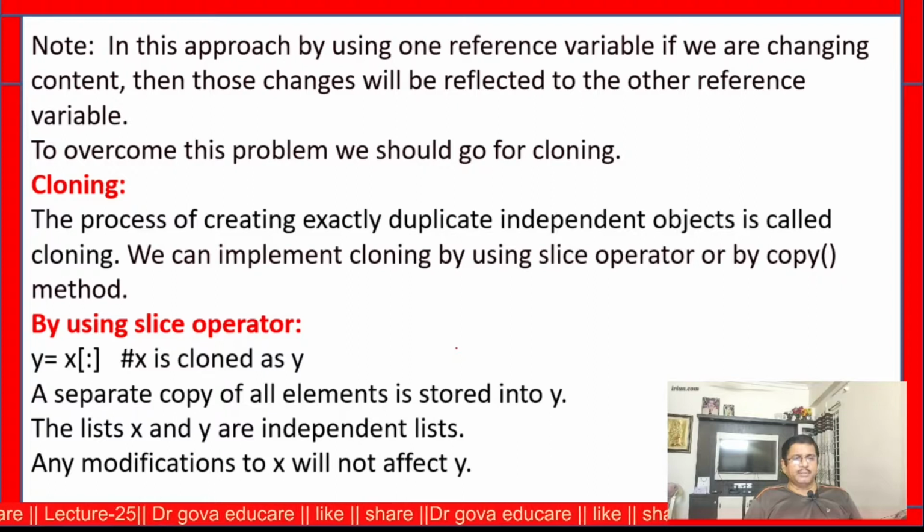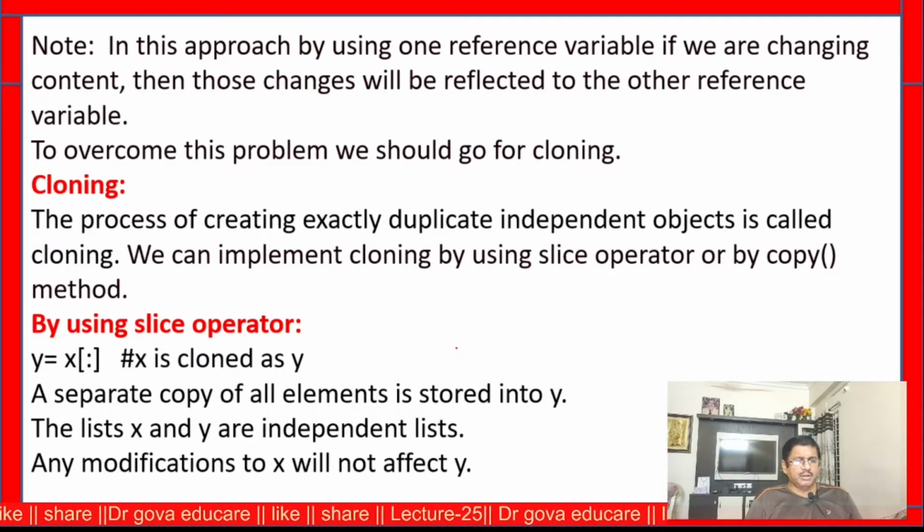To overcome this problem, we should go for cloning. There are two ways of cloning: one is using the slice operator, another is the copy function. Now observe here the cloning definition. The process of creating exactly duplicate independent objects is called cloning. That means the objects are different, their IDs are different. We can implement cloning by using the slice operator or by the copy method.